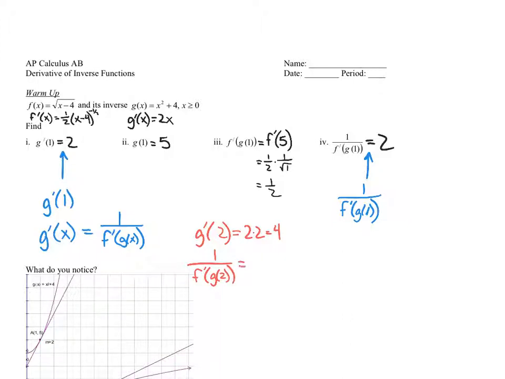What's g of 2? 8. Okay, so we have f prime of 8. What's f prime of 8? 1/2 of 8 minus 4 to the negative 1/2 power. So hey, that's going to push the 2 up top and the 4 to the 1/2 up top. So now it's a positive 1/2 power. So that's 2 times 2, which equals 4.